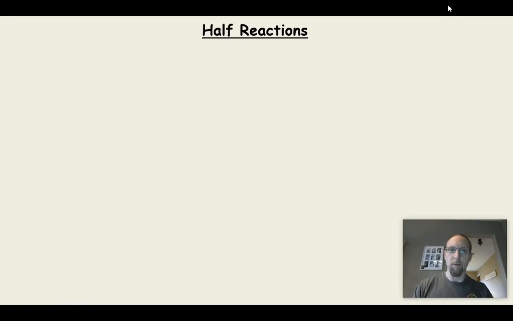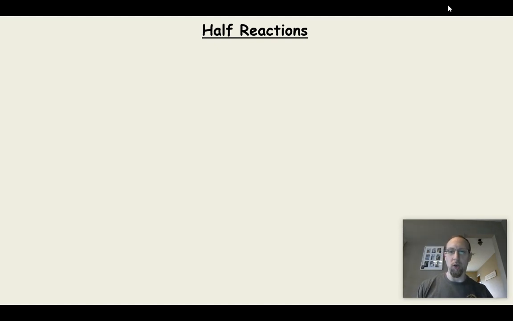Hello again, everyone. Today, we're going to move on in the redox unit, and we're going to do something that's called half reactions. So remember what we're dealing with in redox. That's our contraction for oxidation reduction reactions. You have both of these processes happening at the same time, oxidation and reduction. So remember what these are.